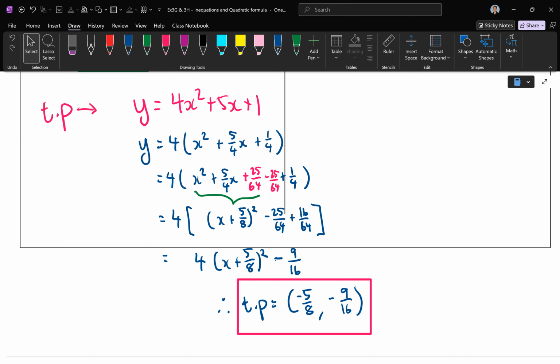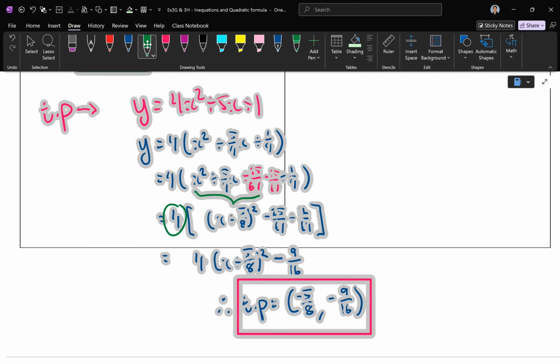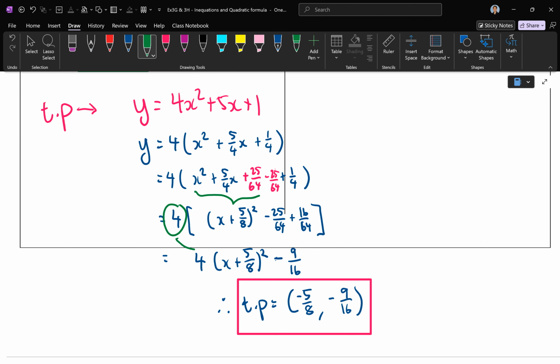Negative 25 plus 16 was 9, negative 9 over 64, but I did a bit of a quick step here. Don't forget that 4. A lot of students forget that 4. It's 4 groups of this bracket and also 4 groups of whatever this was. And because I knew it was negative 9 on 64, 4 times over 64 can be simplified as 16. That's why I jumped a step.